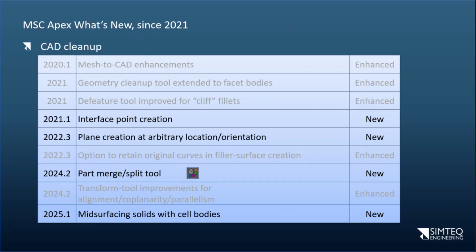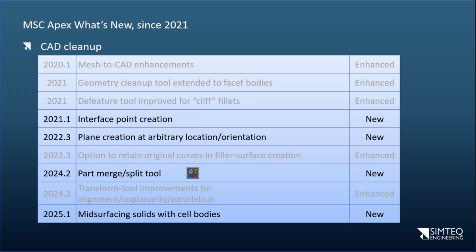In the CAD cleanup category, the most notable ones were as follows: mesh to CAD enhancements, geometry cleanup tool extended to facet to include faceted bodies. The feature tool improved for cliff fillets, you know, those ugly, not ugly, but inconvenient S-curves when there's two fillets attached to one another. So that is an improved feature.